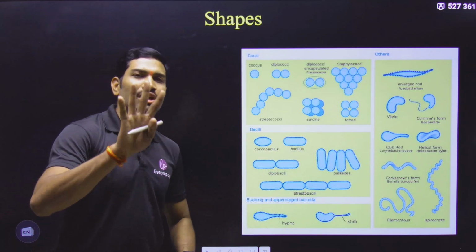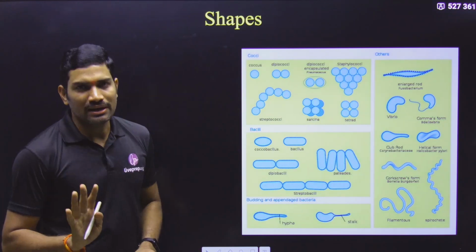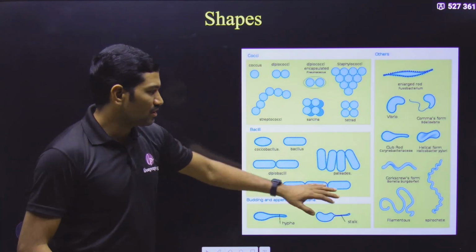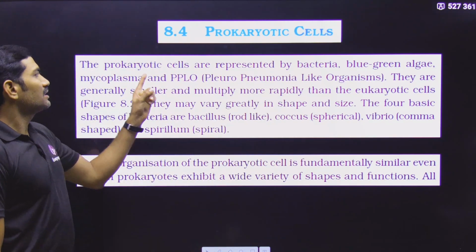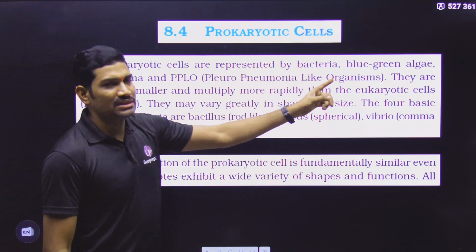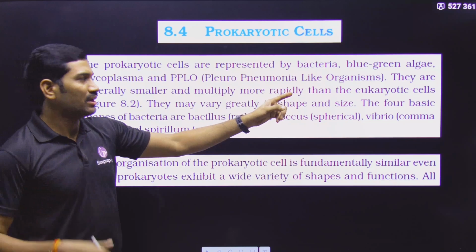That's why we are saying that there are 4 basic types of bacteria with respect to the shapes. So these are the 4 different types that we are studying. Quickly we will go with NCERT sentences. The prokaryotic cells are represented by, what are the examples for prokaryotes?